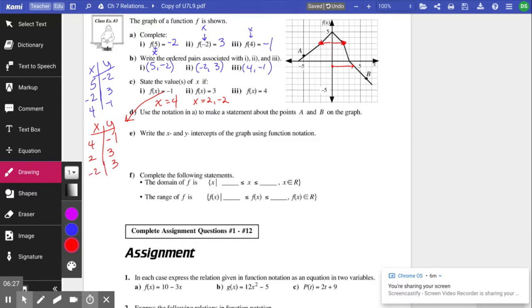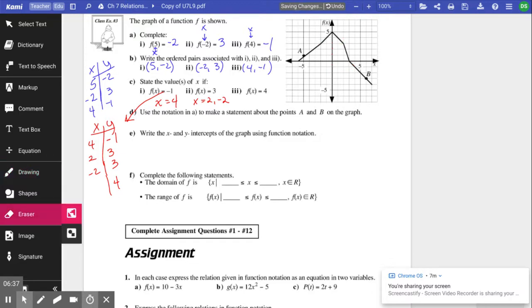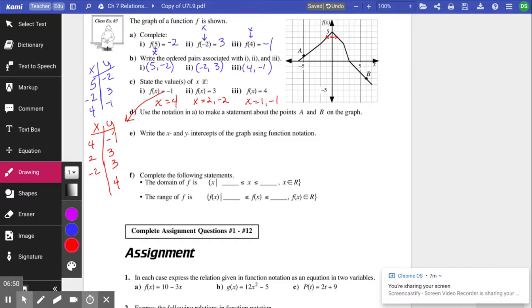Okay, the last question says f of x is 4. Find x if the function or the y value is at 4. So I'll erase what I had on there before. That means I'm going to go up to 4, just here, and oh, I have 2 different options, positive 1 or negative 1. Okay, hopefully that makes sense. You're only looking for either x or y.